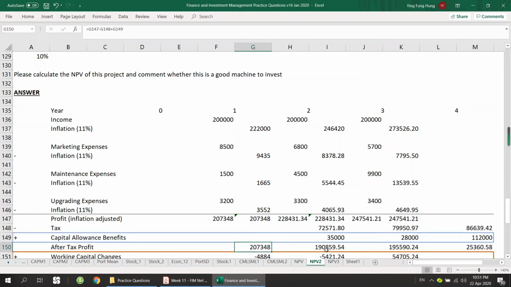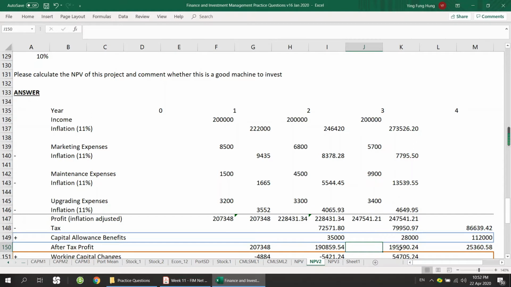And the after-tax profit in the second year is this profit of 228.43134 thousand minus the tax of this 72.5718 thousand. However, we can get some capital allowance benefit of 35,000. So if we take the profit minus the tax plus the capital allowance, this should give us an answer of 190.85954 thousand.